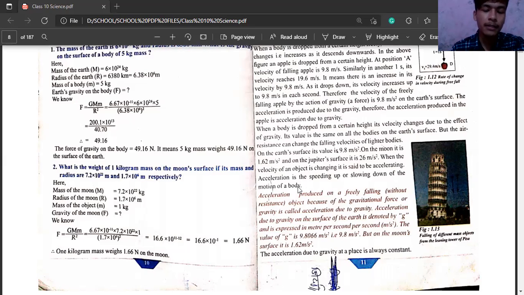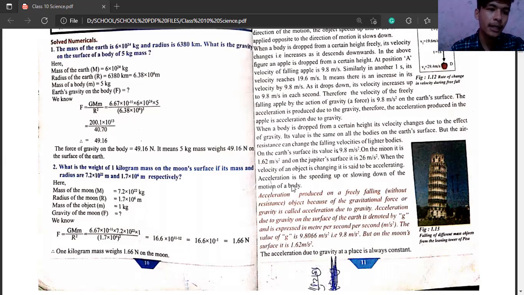Simple answer, because the velocity of a falling body changes by 1.62 meter per second in every 1 second. Like the previous one, you can change the value only. The velocity will change, right? 1.62 meter per second in every 1 second. Similarly, on Jupiter, it is 26 meter per second square.